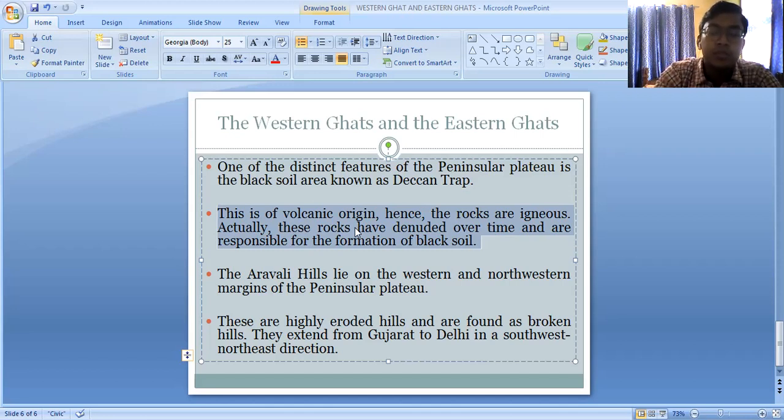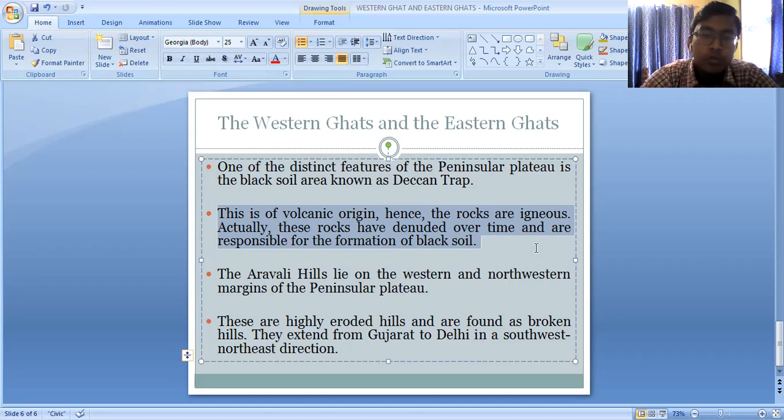Okay, so these rocks, which have been formed from the cooling of the molten magma and the lava, have undergone the process of denudation. Okay, these rocks have denuded over time. Denudation means the breaking down of the rocks into small fragments, and further the small fragments break up into small particles, which leads to the formation of the soil actually.